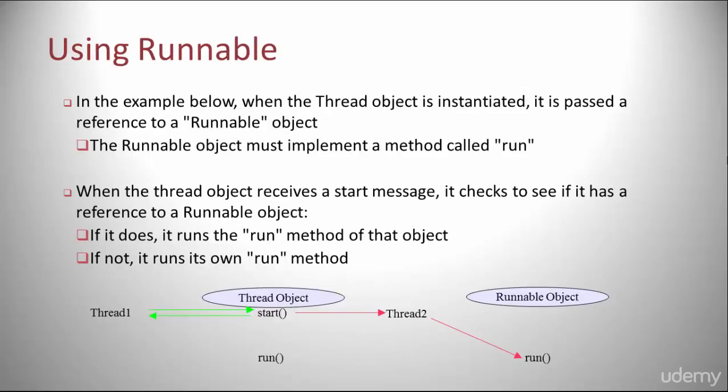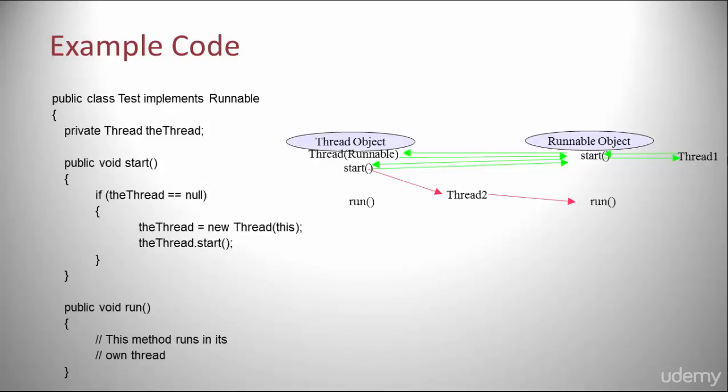Let's look at using Runnable. In the example below, when the Thread object is instantiated, it is passed a reference to a Runnable object. The Runnable object must implement a method called run. When the Thread object receives a start message, it checks to see if it has a reference to a Runnable object. If it does, it runs the run method of that object, or if it does not, it runs its own run method. Here is some example code.